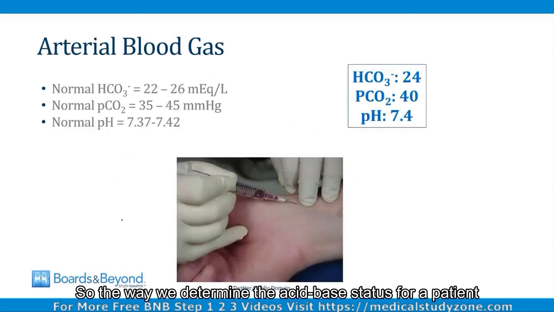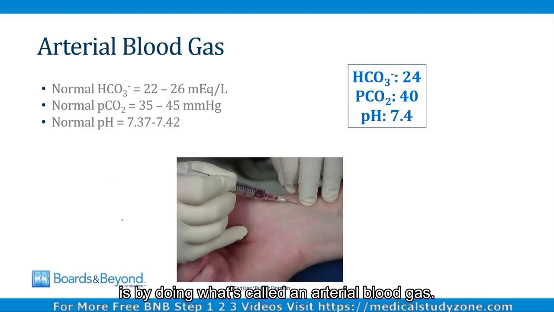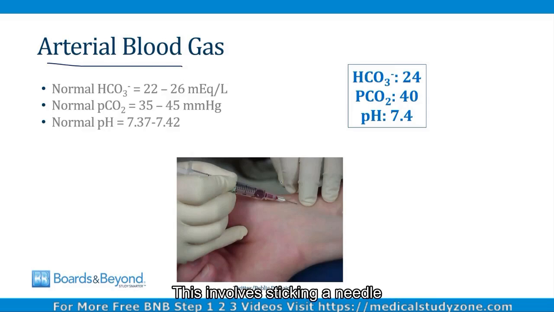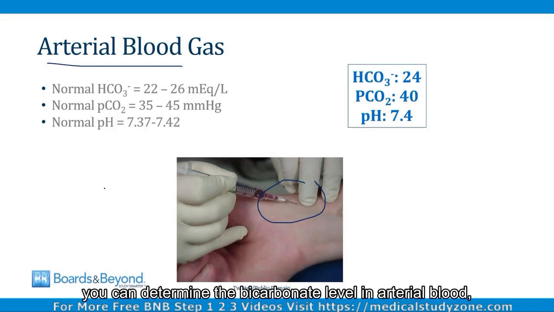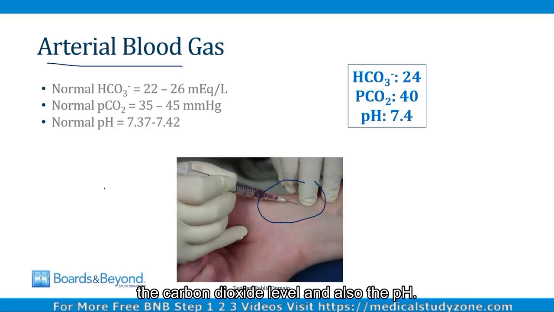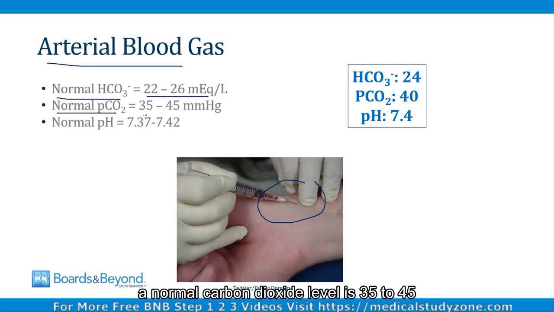So the way we determine the acid-base status for a patient is by doing what's called an arterial blood gas. This involves sticking a needle into the radial artery in the arm, like shown on the screen here, and drawing a sample of arterial blood, and then that's sent to the lab. And from that sample you can determine the bicarbonate level in arterial blood, the carbon dioxide level, and also the pH. A normal bicarbonate level is 22 to 26, a normal carbon dioxide level is 35 to 45, and as we've already said, a normal pH is 7.37 to 7.42.